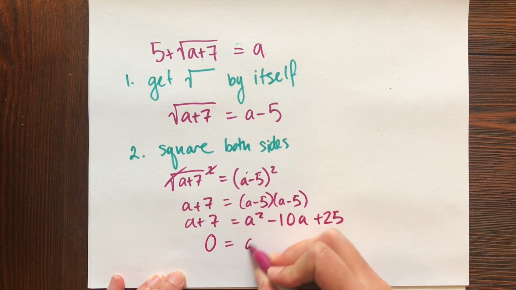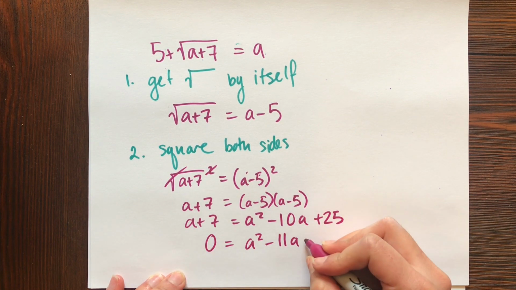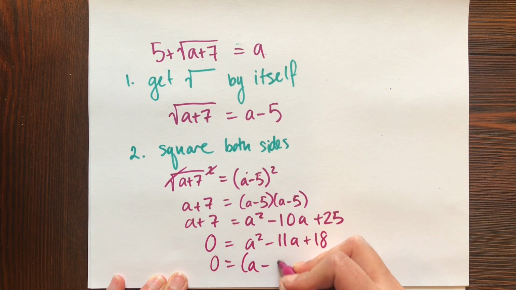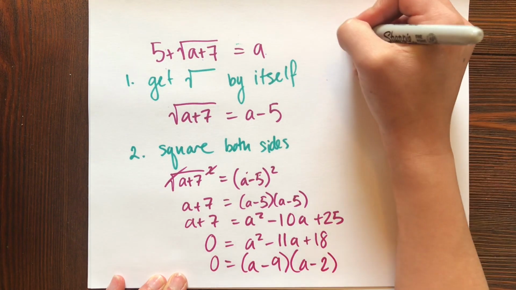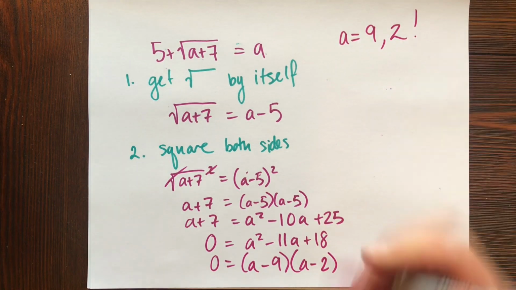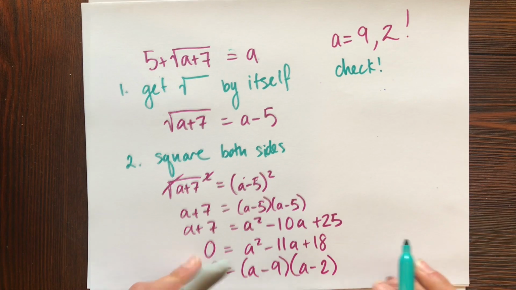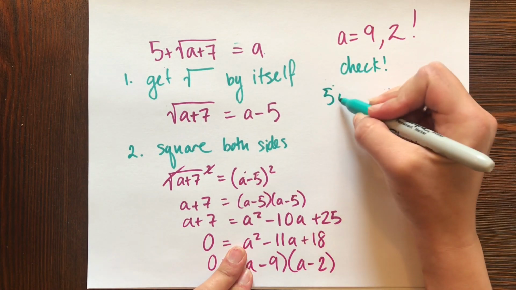And then I expand a minus 5 squared into a squared minus 10a plus 25. And then I subtract the a and the 7, and I get a squared minus 11a plus 18. And that factors into a minus 9, a minus 2. So my solutions for a are 9 and 2. Those are the things that make that 0.